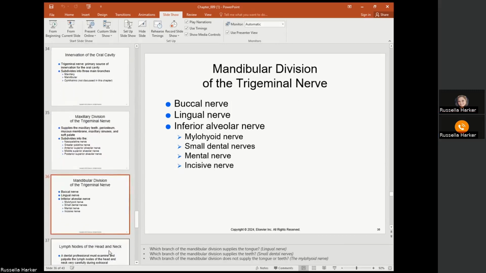For the mandibular division of the trigeminal nerve, we have the buccal nerve, the lingual nerve, and the inferior alveolar nerve, which branches into the mylohyoid nerve, small dental nerves, the mental nerve, and the incisive nerve. Remember, inferior means below. So when you see something that says inferior, it is going to be on the mandibular division of the trigeminal nerve.